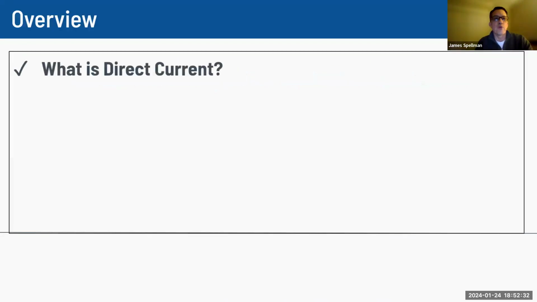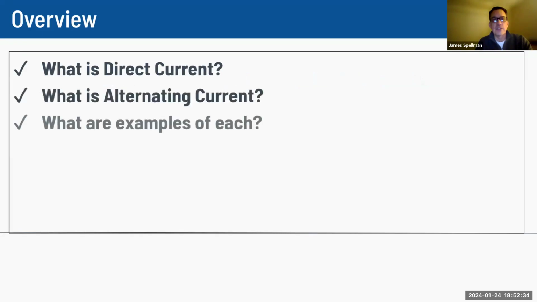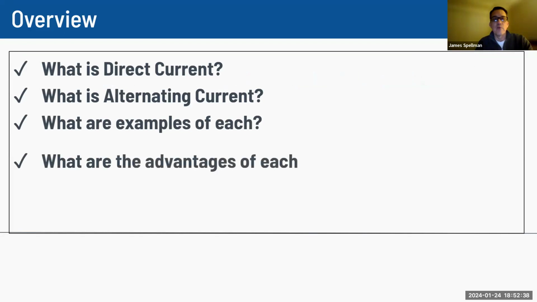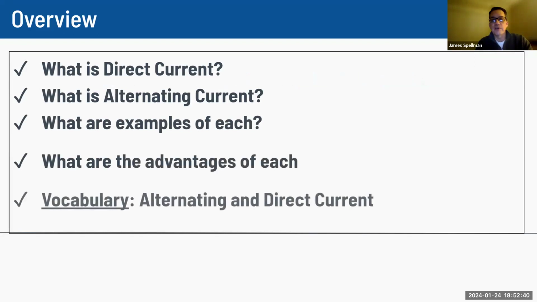So we're going to ask what is direct current, what is alternating current, what are some examples of each, where do we see them around us, and what are the advantages of each, and that literally is our vocabulary. It's just alternating and direct current.